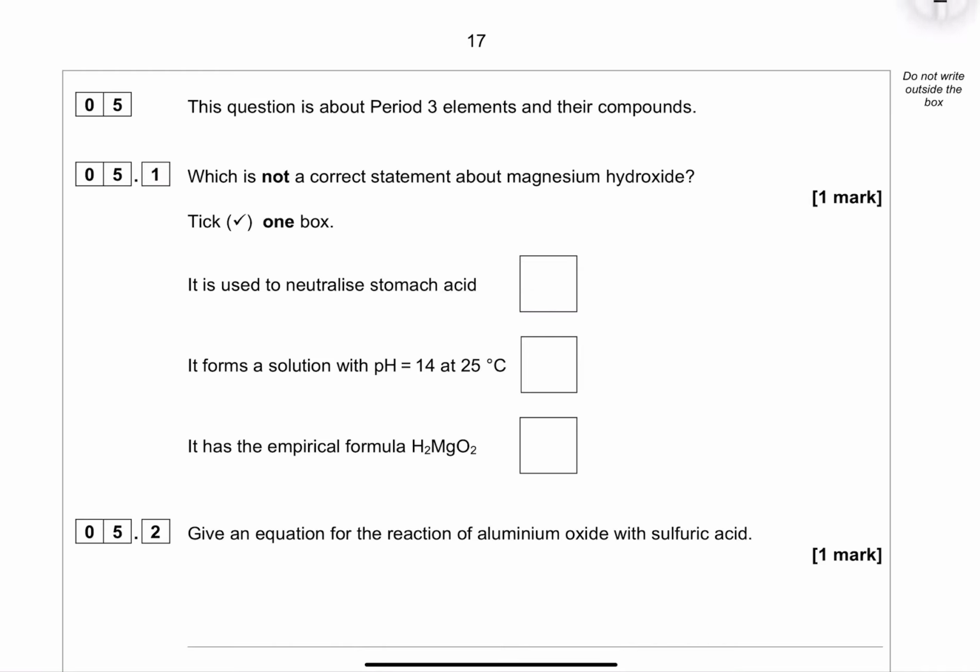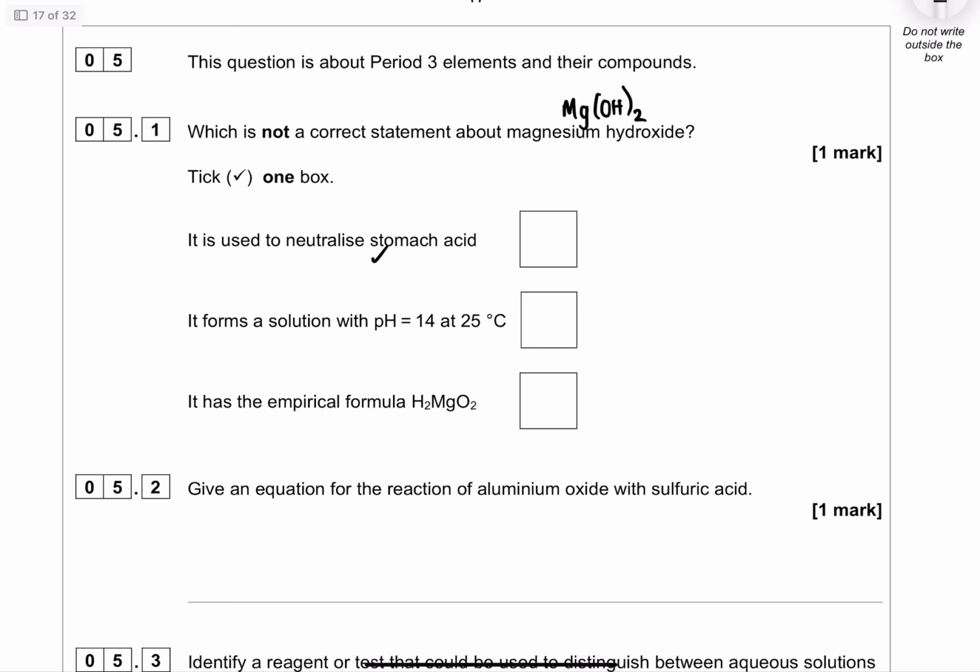This question is about period 3 elements and their compounds: which is not correct about magnesium hydroxide? So it says it is used to neutralise stomach acid. Well, that is true, because magnesium hydroxide is in milk of magnesia and it is able to neutralise acid because it is an alkali. It forms a solution of pH 14.